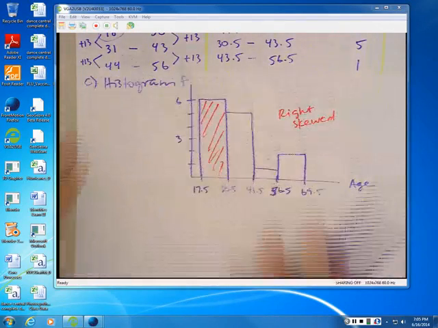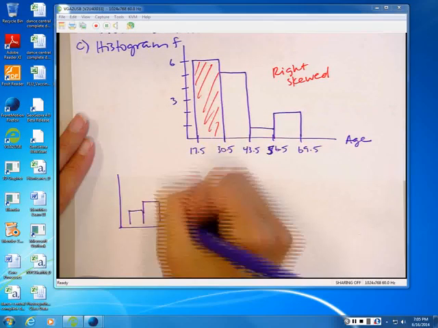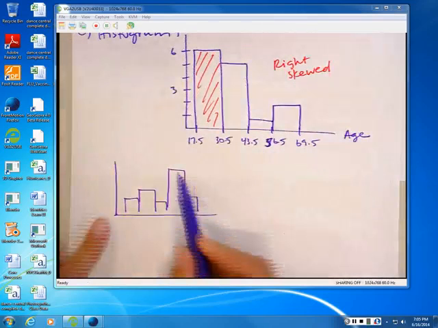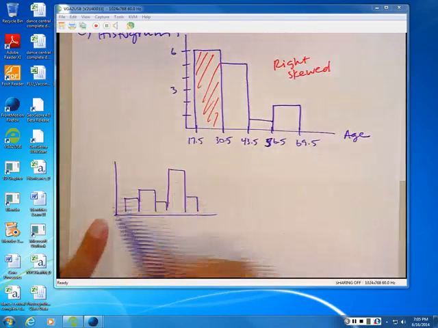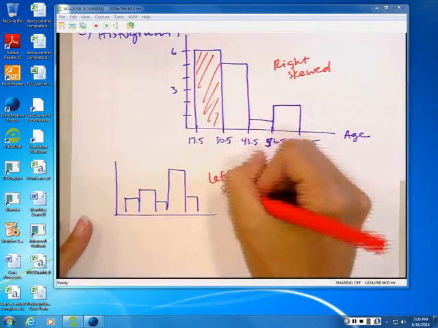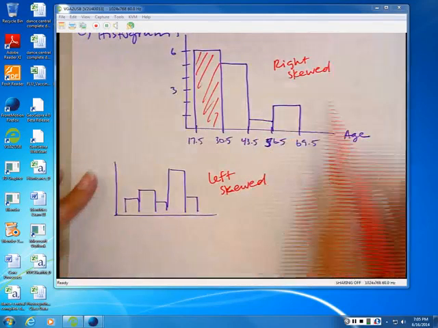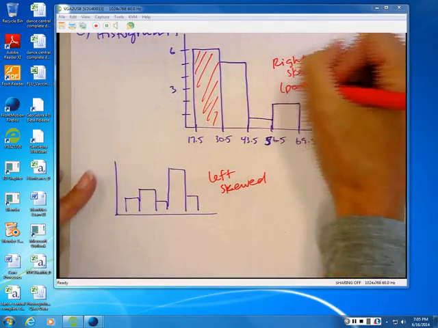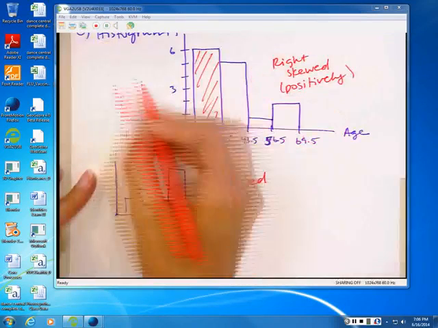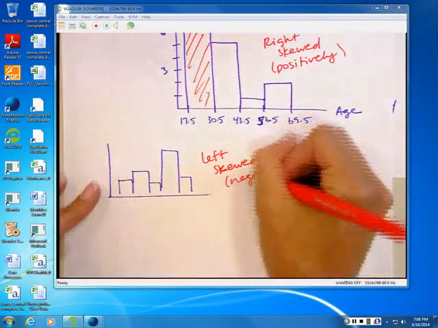If I were to have a histogram where the peak was here and the majority of the bars were on the left, I would call this left skewed. We also call these, so right skewed would be positively skewed, thinking of the positive as the right and the negative as the left, which means left skewed would also be negatively skewed.